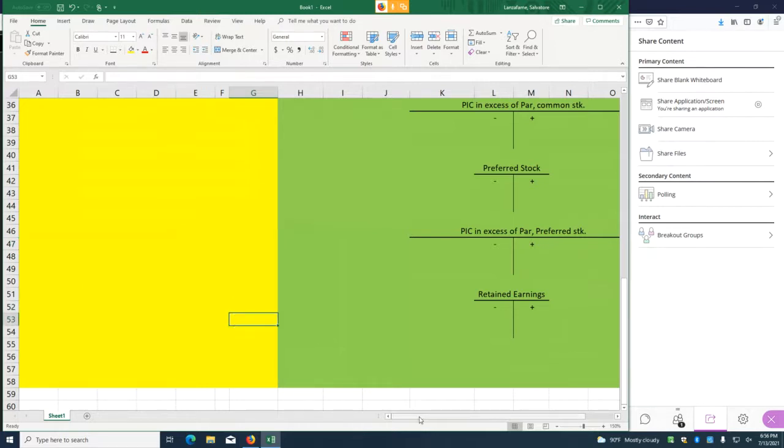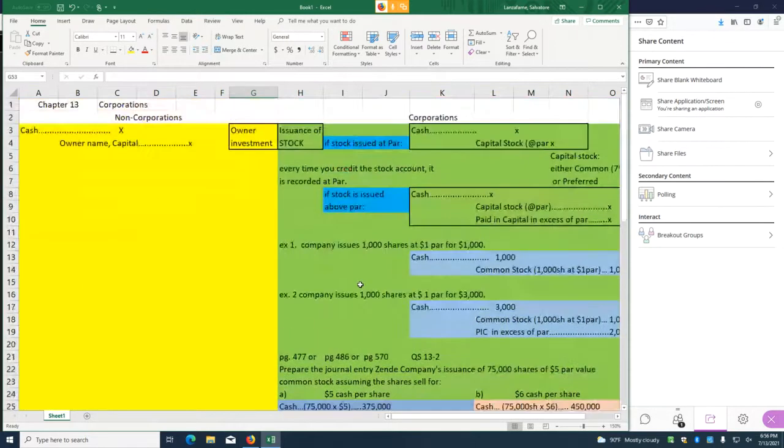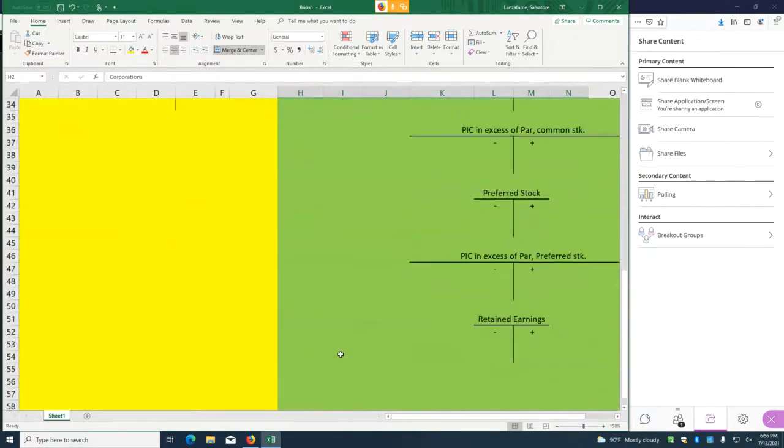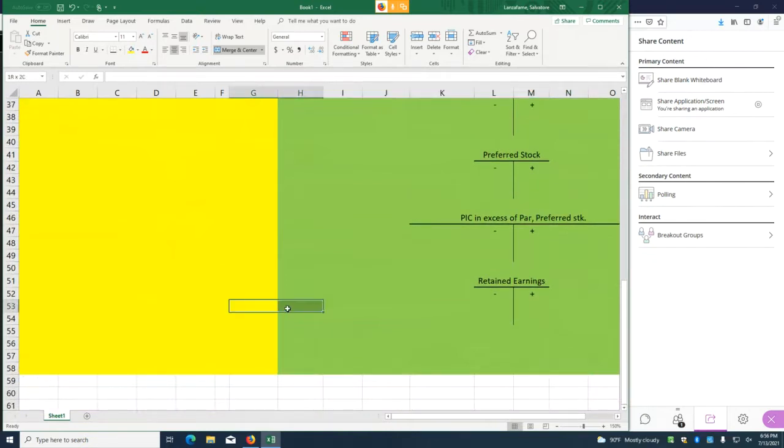So what I'm going to do is continue this yellow versus green thing, non-corporations versus corporations. But now the subject is going to be closing entries. We're going to review closing entries under the yellow, which will help you with your project. But then I obviously have to show you how to do them in a corporation setting.